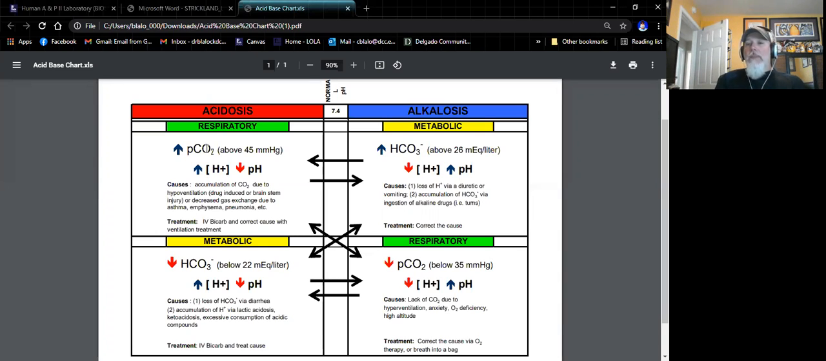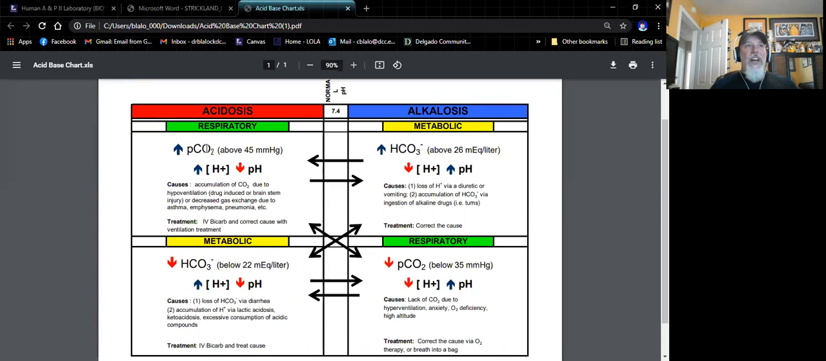Hypoventilation could cause that, right? She's not breathing enough. Well, why wouldn't she be breathing enough? Well, maybe she has some type of brain injury, right? Maybe there's something wrong with her medulla oblongata. Or maybe she drug overdosed and it's suppressed her respiration rate, and the suppression of her respiration rate is causing a buildup of CO2 in the bloodstream. Or it could just be because of decreased gas exchange.